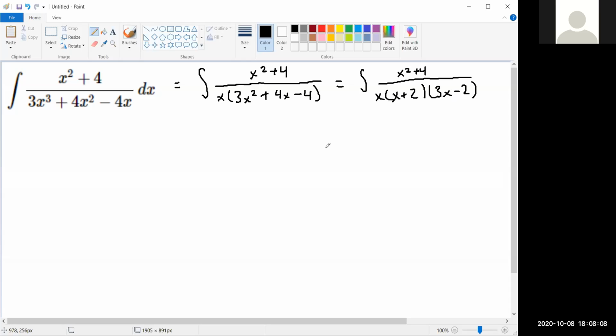Now we split it into multiple fractions. We're going to need 3 this time. We need 1 for the x, 1 for the x plus 2, and 1 for the 3x minus 2. For the numerators, because these are all linear functions as denominators, we can just put constants, right? A, B, and C.